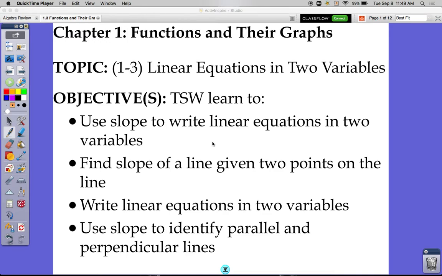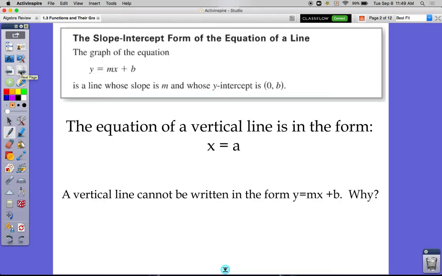So here we go. We are talking about section 1-3 on linear equations in two variables. The first thing, and the most familiar to a lot of you, is what we call the slope-intercept form. What is the slope-intercept form? Anytime you ask somebody, what is the equation of a line? The first thing that comes to mind is y equals mx plus b.